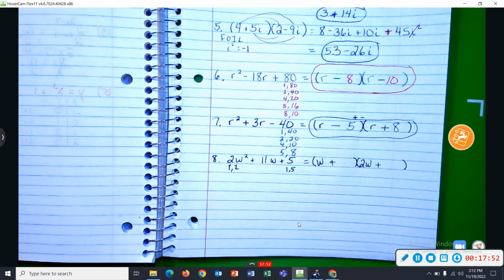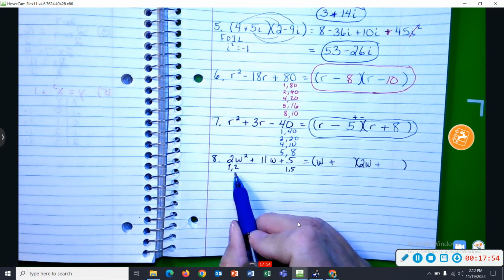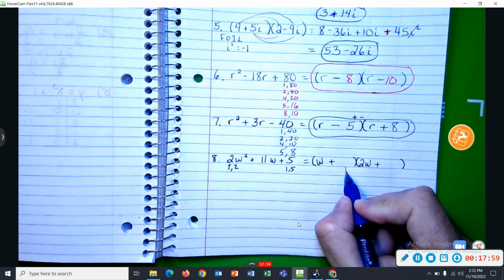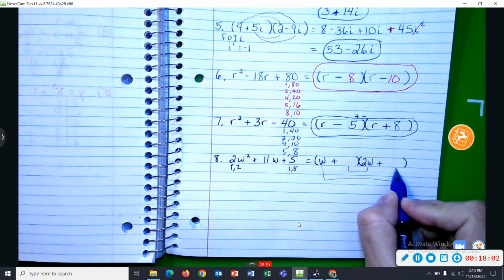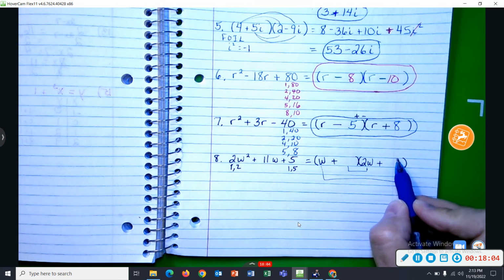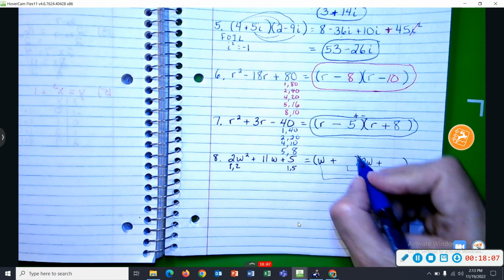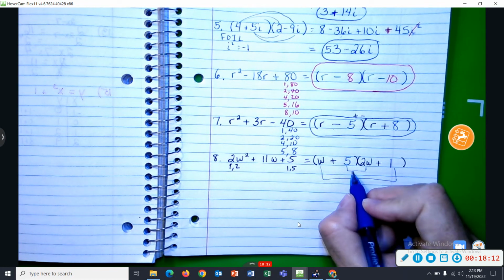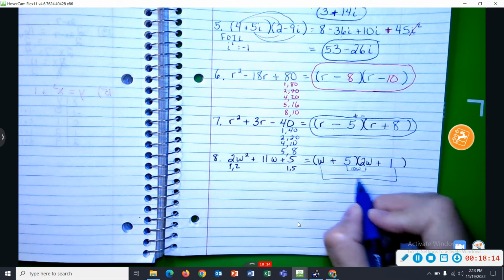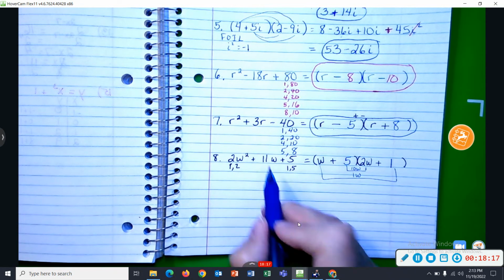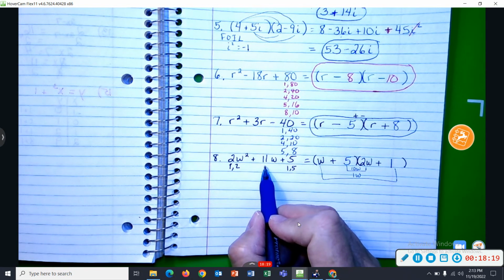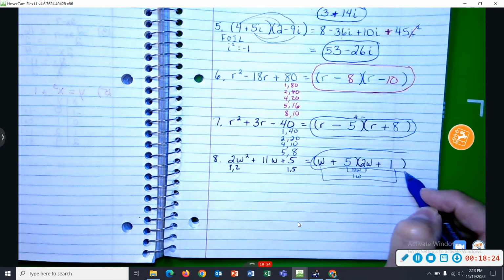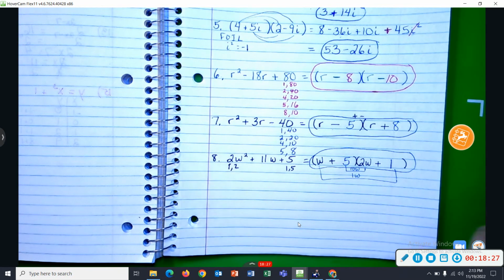And how will I need to arrange the 1 and 5 if I'm going to get an 11w as the middle term? Well, if I put the 5 here, I think I'd just be getting 7, not 11. If I put the 5 there and the 1 there, that would give me a 10w and a 1w. Do those add together to give us 11w? Yep. So there it is. W plus 5 times 2w plus 1.